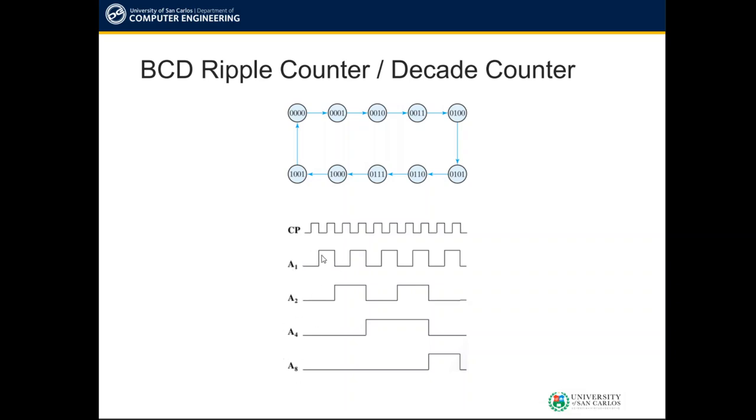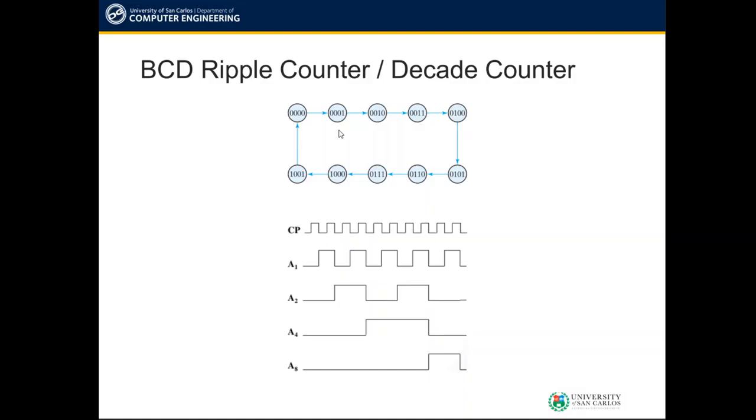So this is 0, 0, 0, 1, 0, 0, 1, 0 until 1, 0, 0, 1, and then goes back to 0, 0, 0 again. So we have this one. So how do we design this circuit?